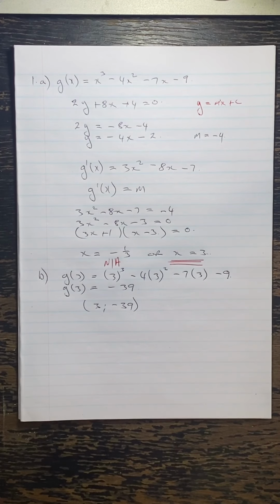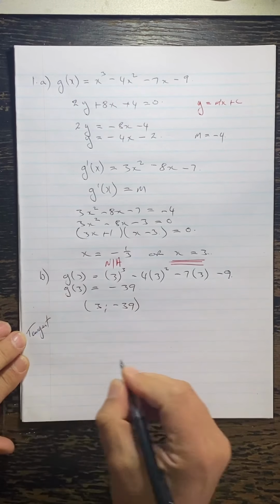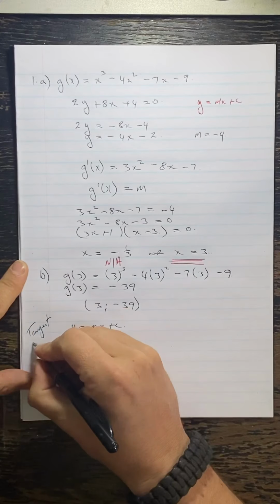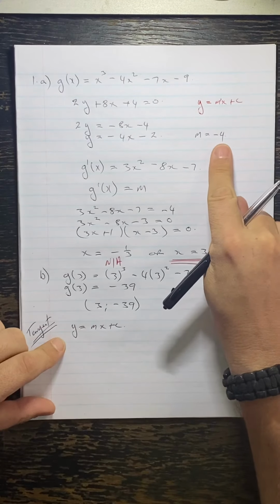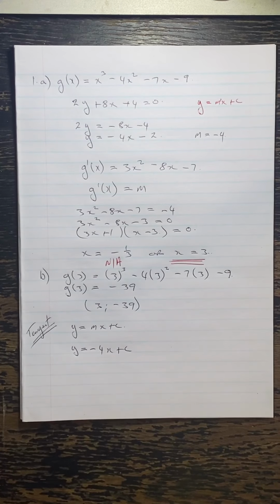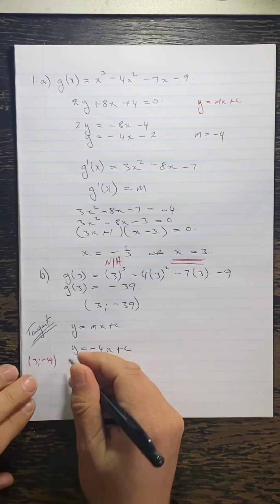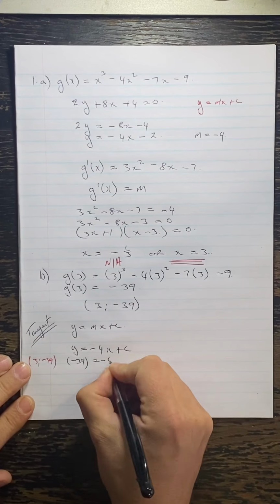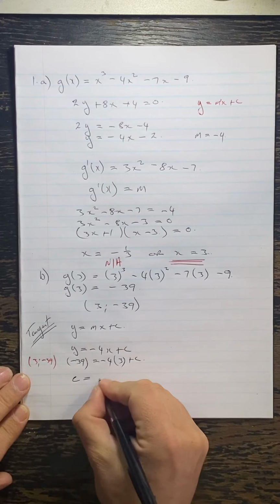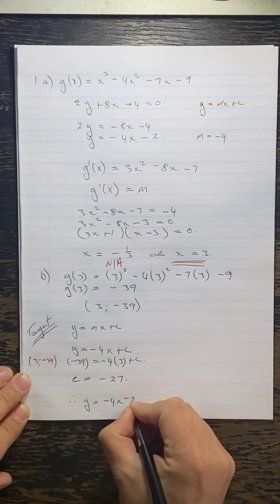Okay. Now I'm ready to find the equation of the tangent. So let's just say here, tangent. And we know that the equation for a tangent is y is equal to mx plus c. Now the tangent will be parallel to this line over here. So we know what the gradient is. So it's y is equal to minus 4x plus c. Okay, and all I do now is substitute my point of contact in here. So we've got (3, minus 39), and we get minus 39 equals minus 4 times 3 plus c. So that gives us minus 12. Take it to the other side, becomes a plus, so c is equal to minus 27. So therefore the equation for the tangent is y is equal to minus 4x minus 27.